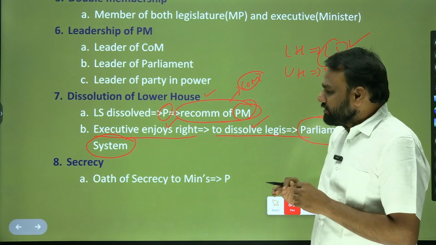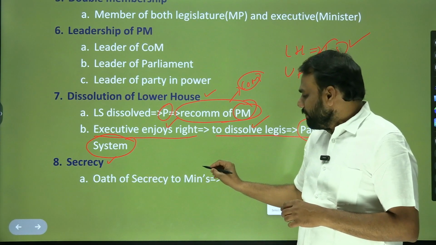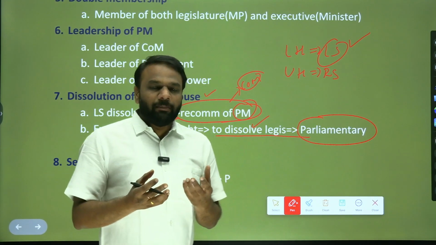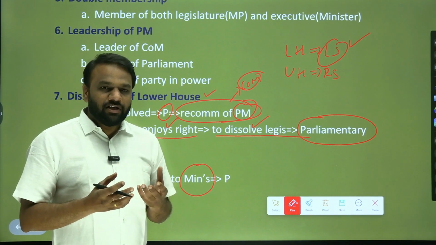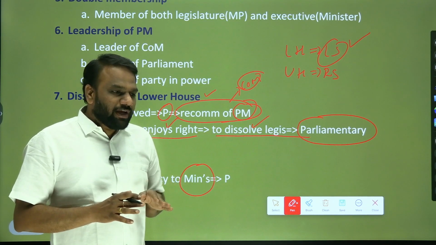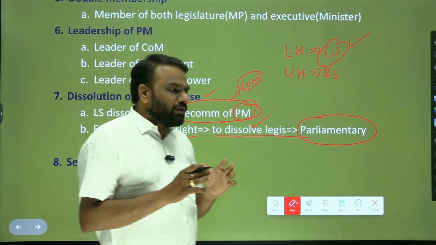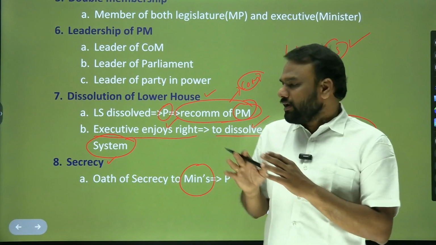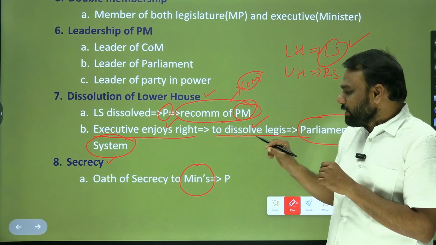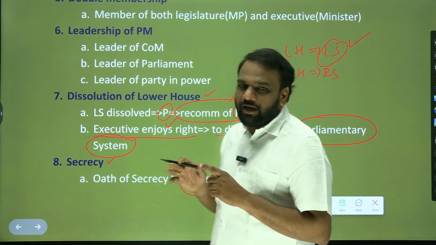Next, another very important feature of parliamentary government is secrecy. Oath of secrecy to ministers. So when the President appoints a few of them as ministers, he will administer an oath. Oath of secrecy means whatever work we are doing here, we will not reveal it to outsiders. So why is this oath required? In order to ensure the smooth administration of the country, we require this oath. So this oath of secrecy, which is administered to the ministers by the President, again, is a very important feature of parliamentary government.